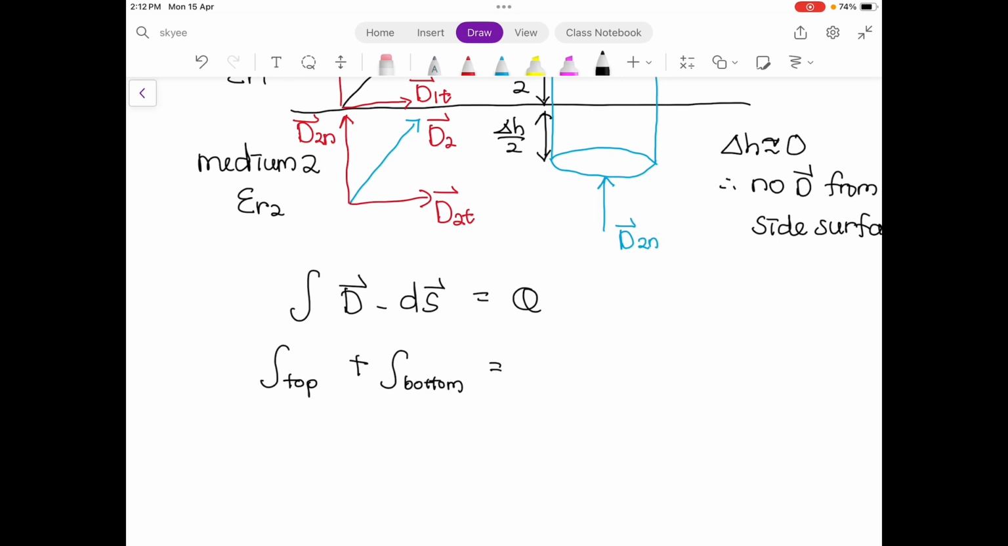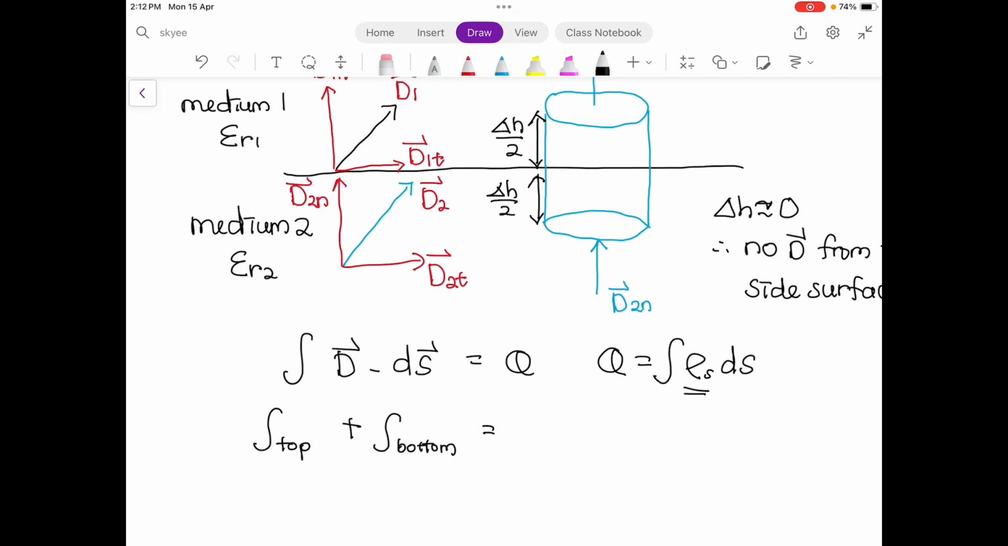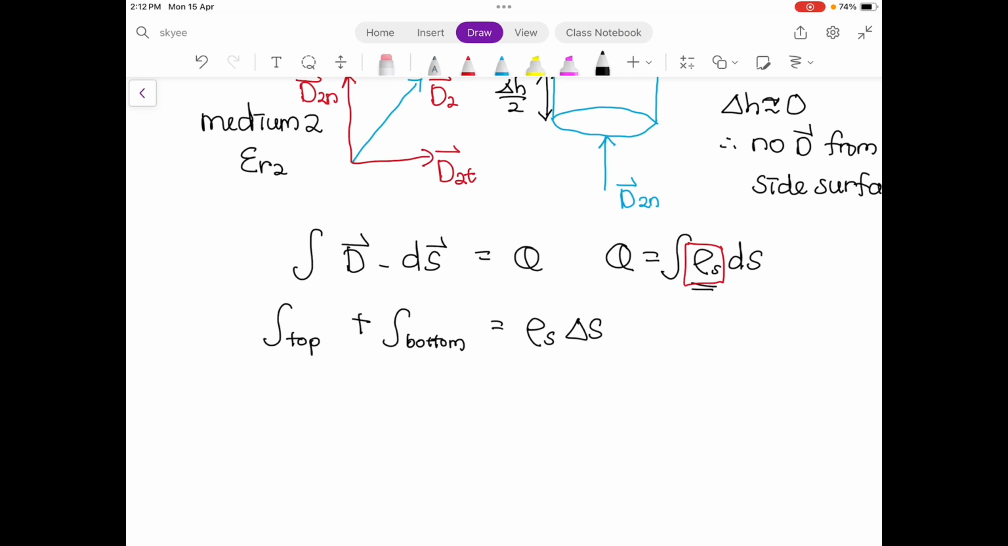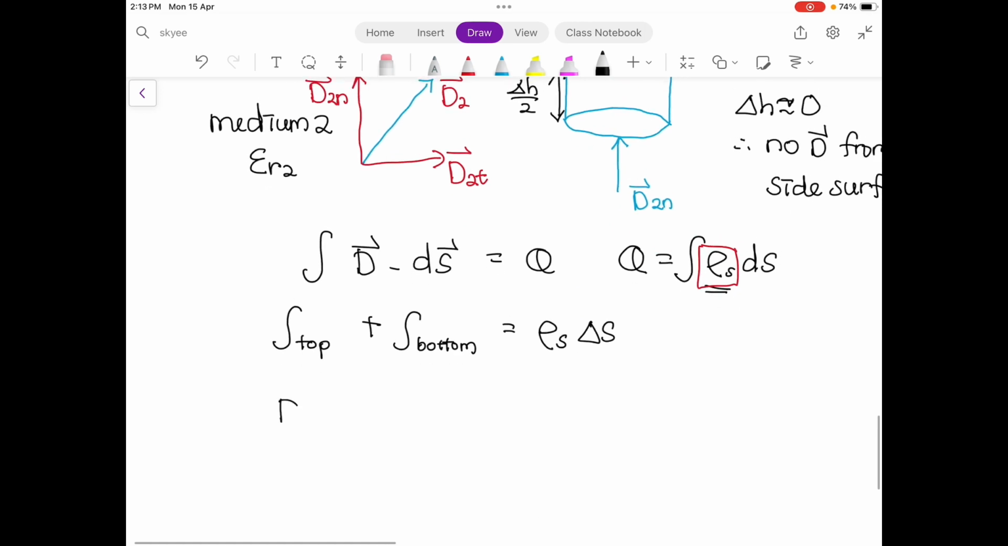And in this case, we will use Q equals to the integral of rho S dS. In case we have this rho S at the interface over here, imagine if we have a charge at the interface, this one will be rho S. We can write it as rho S multiplied with del S. Del S is the area, we just represent it with del S. So for the top and bottom, if we look at the top, it will be equal to D1N multiplied with the area of the top.